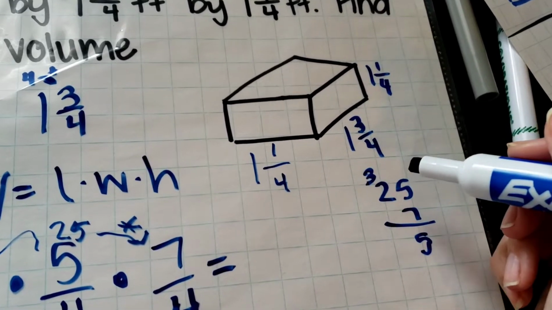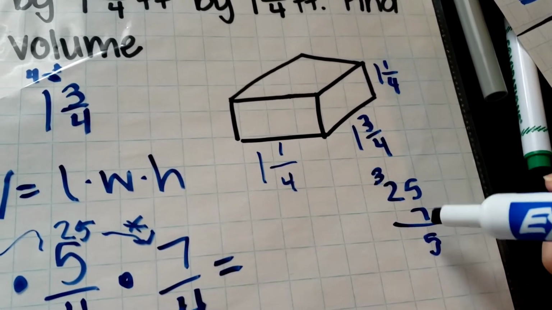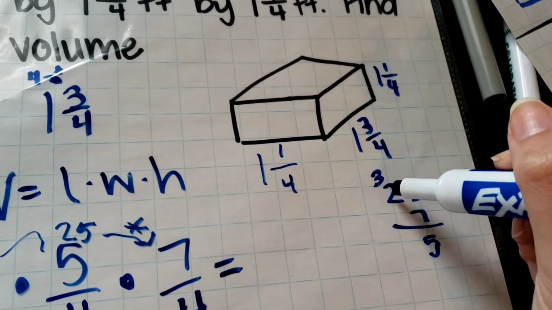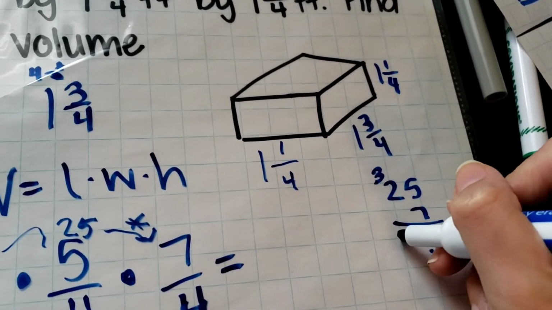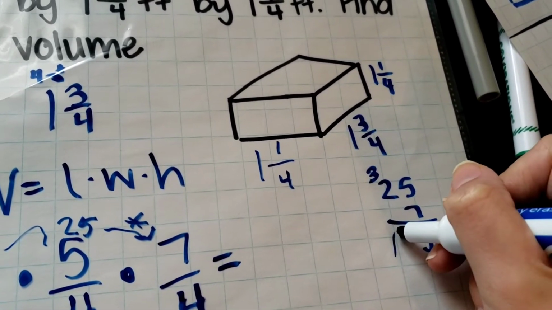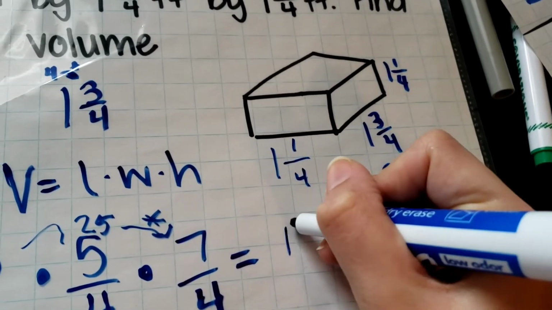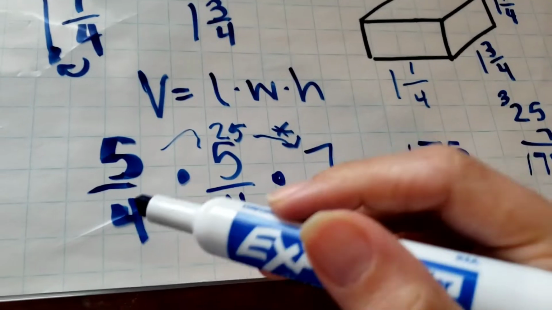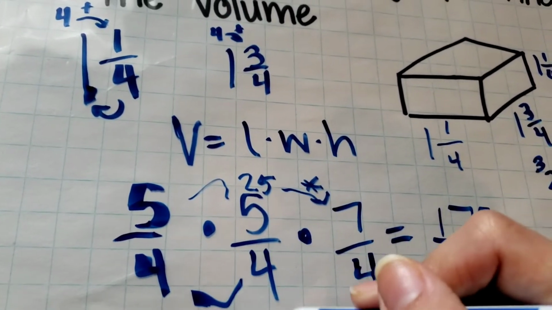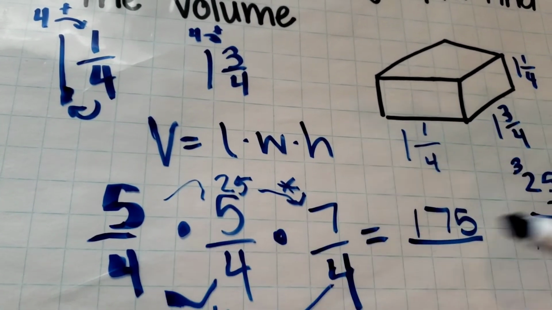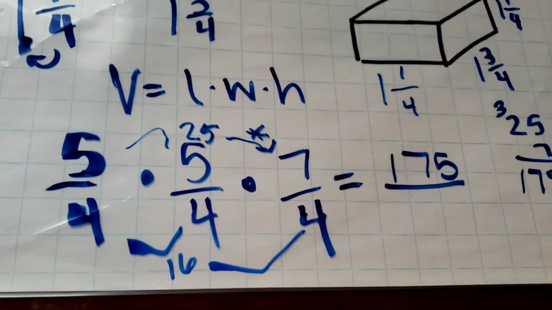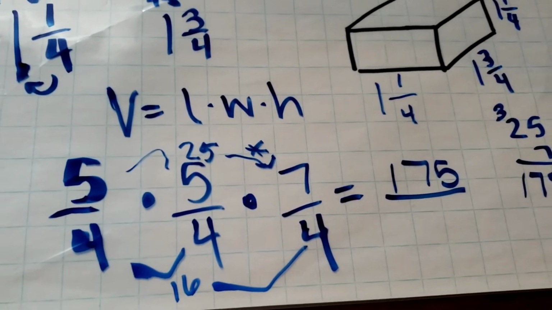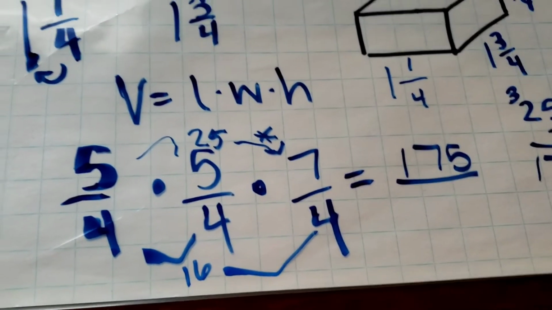3. It's really hard to do this one-handed, by the way. Okay, so 2 times 7 is 14, plus 3 is 17. So I have 175 over 4 times 4 is 16. 16 times 4, I don't know that off the top of my head.